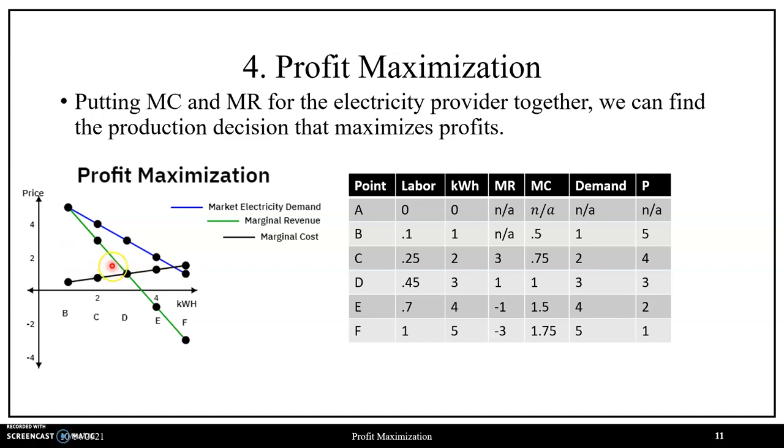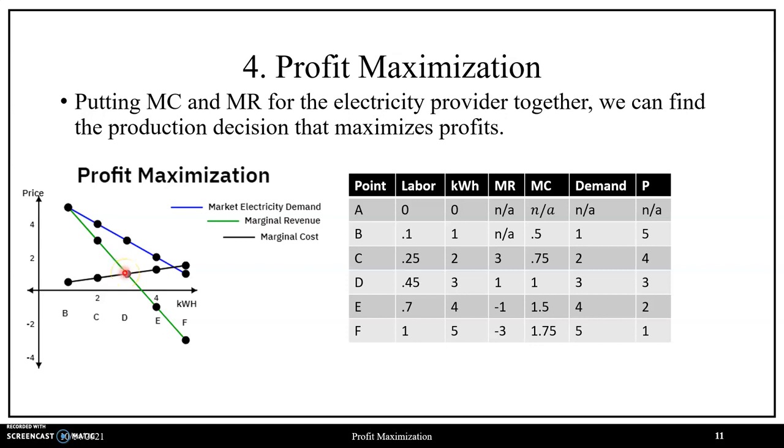From point B up until we get to point D, we see that marginal revenue is strictly above our marginal cost curve, or that marginal revenue is greater than marginal cost. At this point, in terms of a production decision to use more labor to produce additional electricity in terms of kilowatt hours, money flowing into the company is greater than money flowing out of the company, so this would be worthwhile for the company to do, as we expect when marginal revenue is greater than marginal cost.